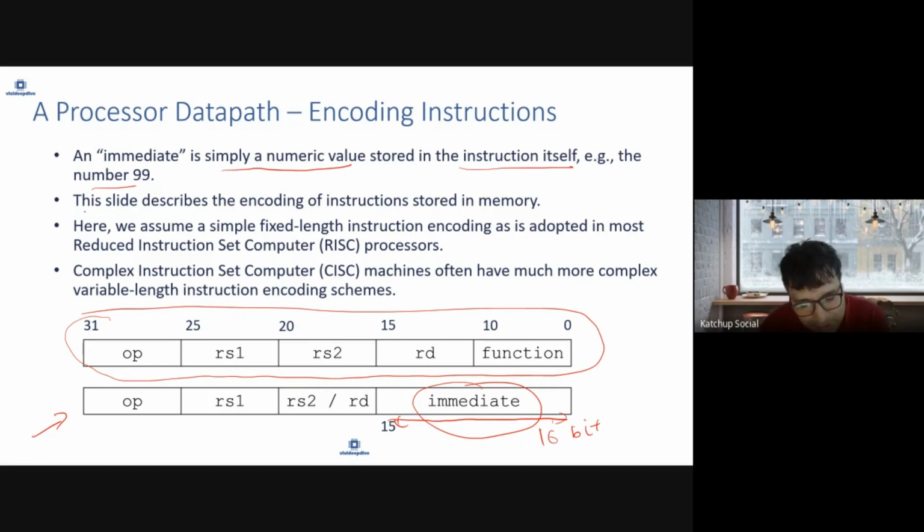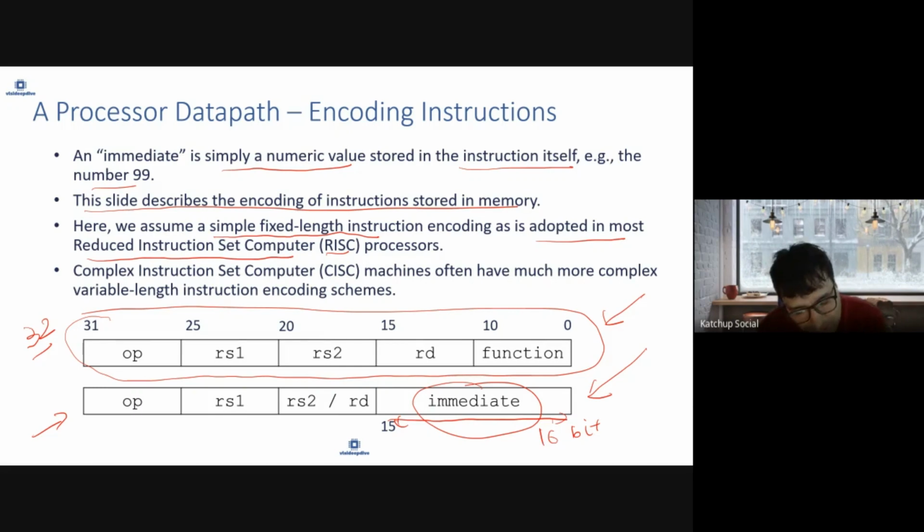So this slide describes the encoding of instructions stored in the memory. There are two types of instructions which we can think of. Of course, in a normal, more complex processor, there will be more, but we are right now trying to design a simple processor. And we are also assuming a simple fixed-length instruction. What is the meaning of that? All our instructions are 32-bit. That is how it is adopted in what are known as reduced instruction set computers, or RISC processors.